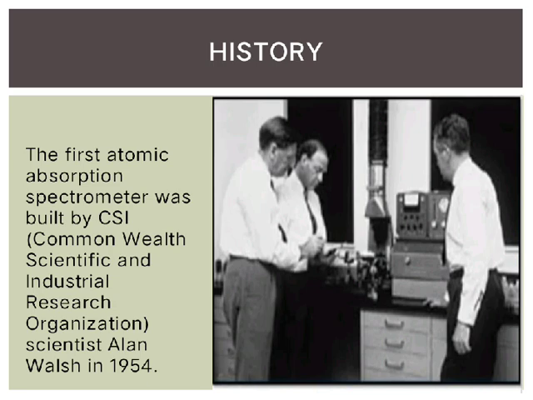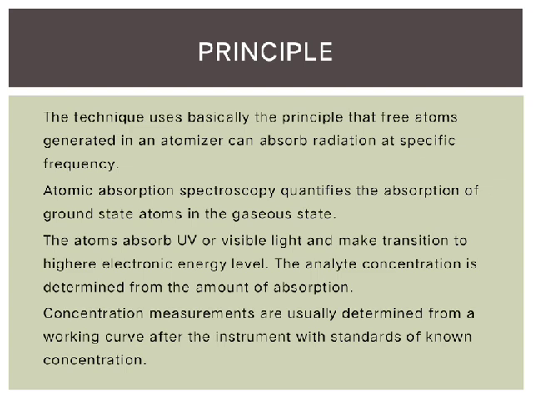Now we are going to see the principle of atomic absorption spectroscopy. The technique uses basically the principle that free atoms generated in an atomizer can absorb radiation at a specific frequency. Atomic absorption spectroscopy quantifies the absorption of ground state atoms in the gaseous state. The atoms absorb UV or visible light and make a transition to a higher electronic energy level. The analyte concentration is determined from the amount of absorption. Concentration measurements are usually determined from a working curve after calibrating the instrument with standards of known concentration.